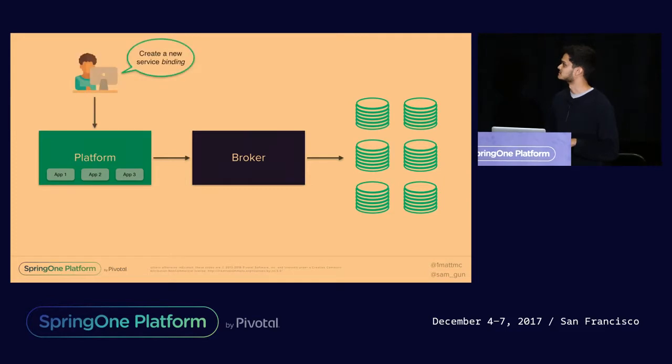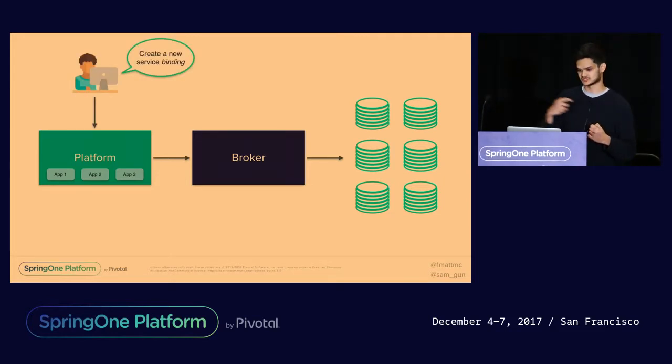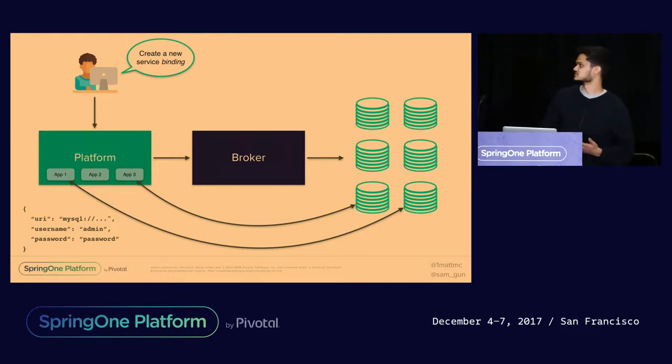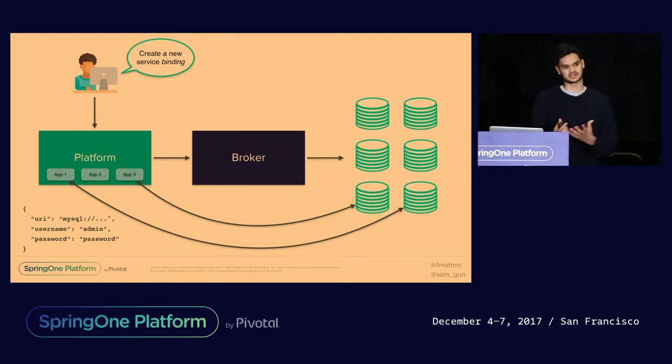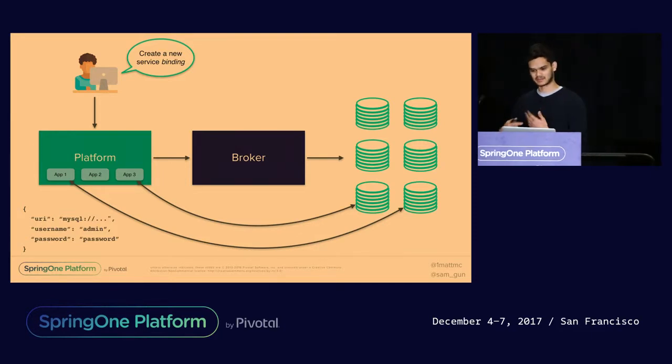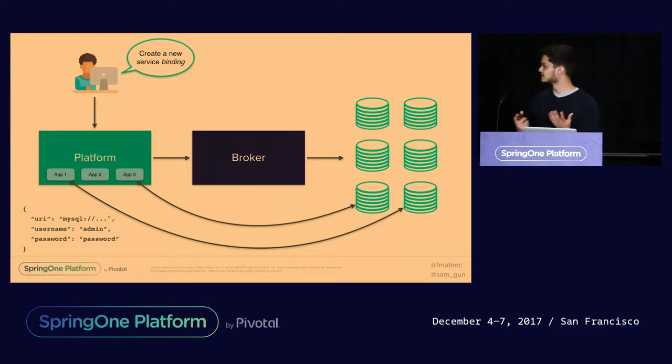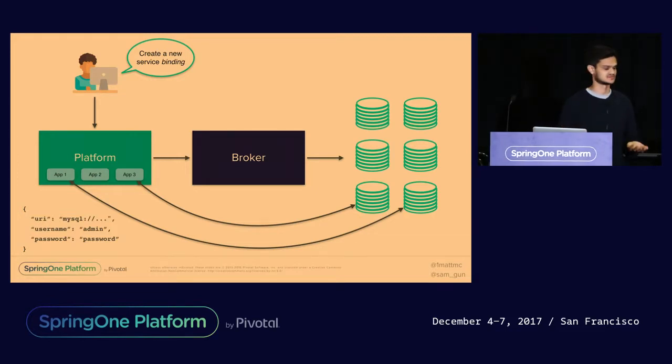Next thing the user wants to do is bind the services to their applications. So the platform goes to the broker, receives the credentials, and then injects them into the application. In Cloud Foundry's case, this is the VCAP services paradigm, where the credentials are injected as environment variables. And then the applications can talk directly to the service instances.